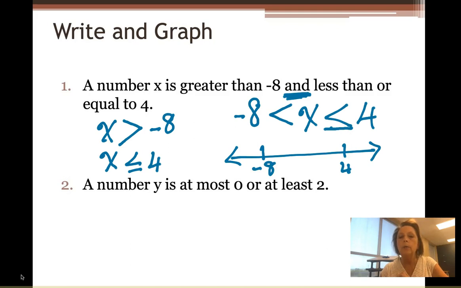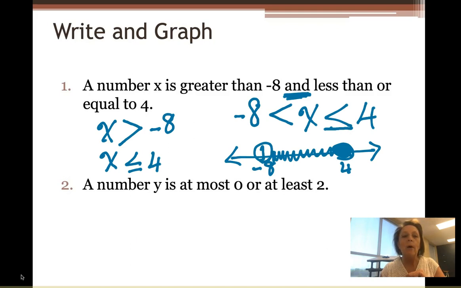I'm going to put an open circle by the -8 and a closed circle by the 4, and then I'm going to shade everything in between.